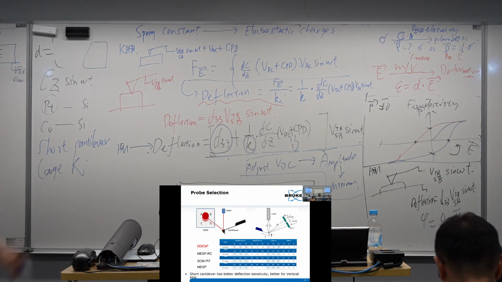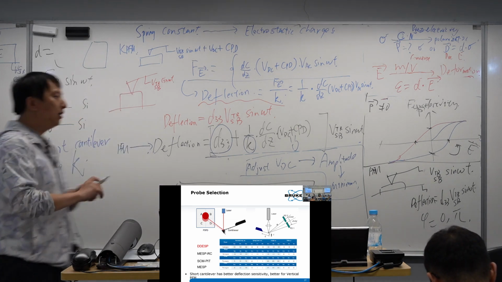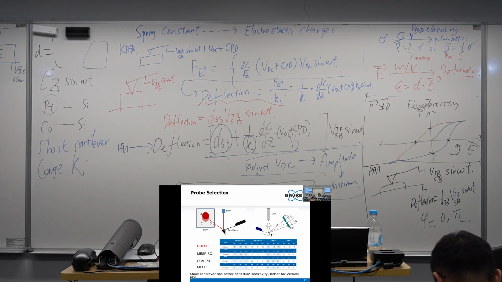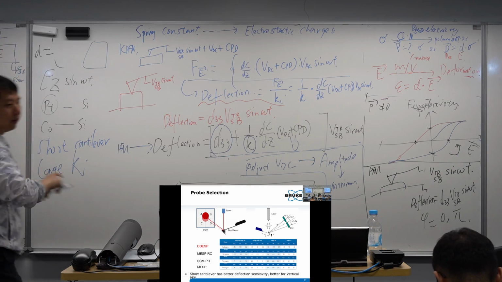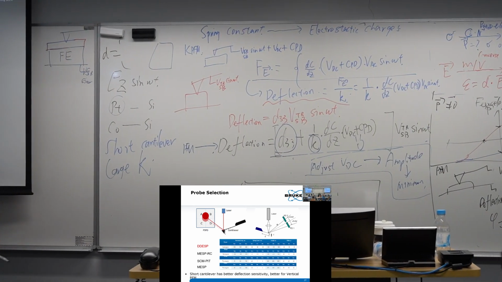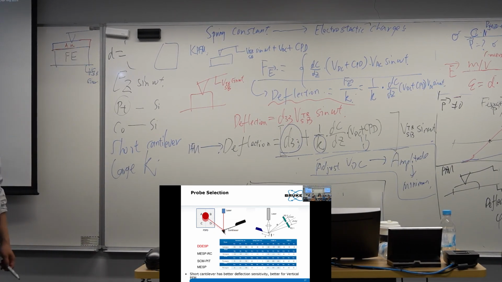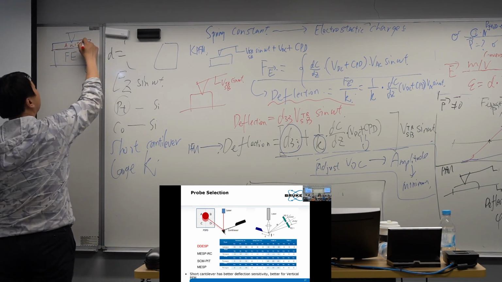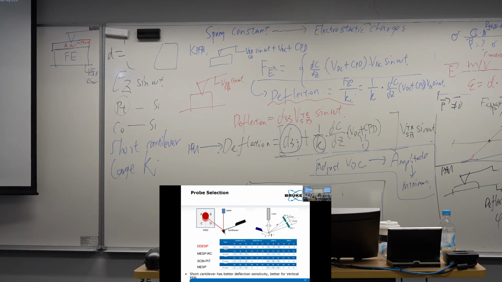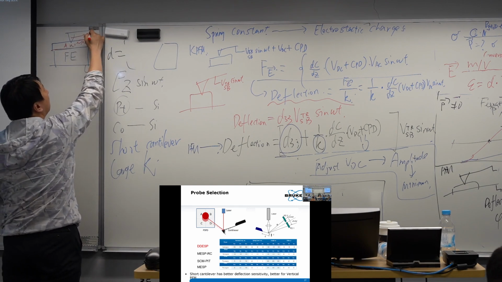So in the old days, around 2000 years, some researchers came up with a very good idea: they add a top layer on top of your ferroelectric materials. This top layer, they call it the top electrode. Usually it's gold, and it's around 10 nanometers. It's quite thin. With that, we don't even need to use conductive probes.